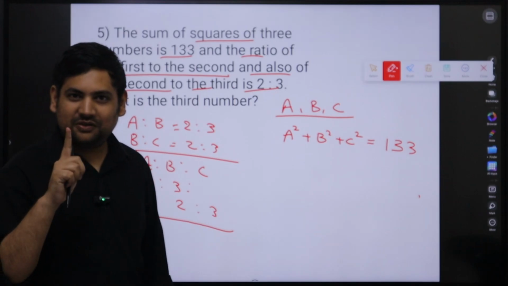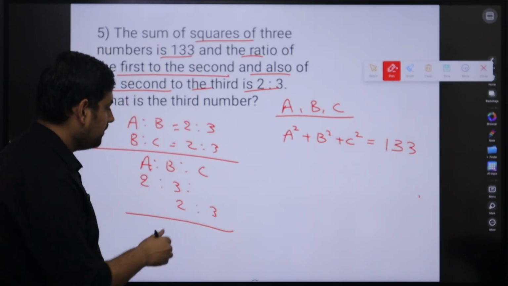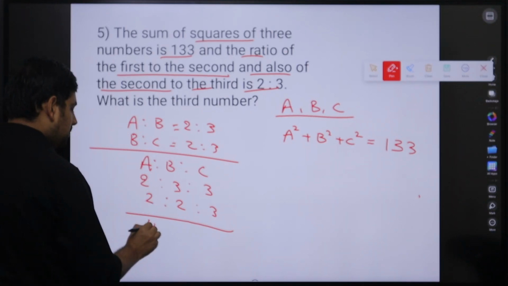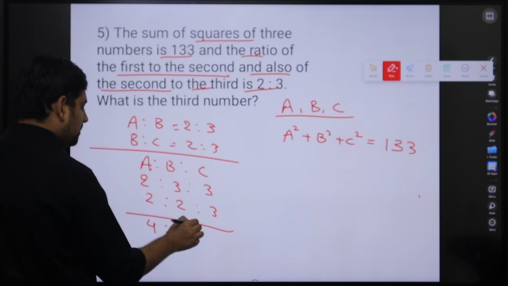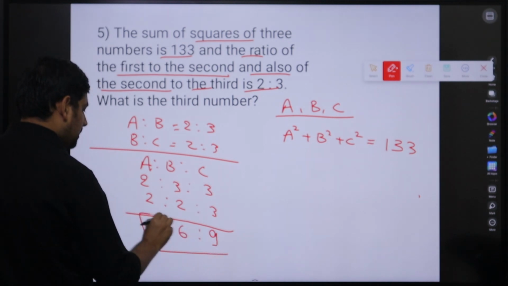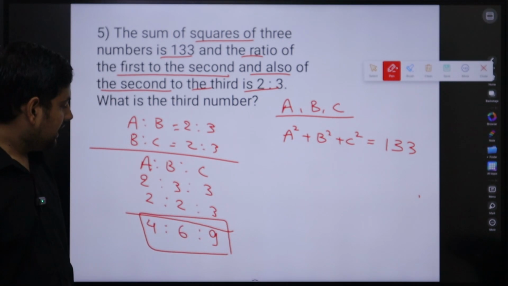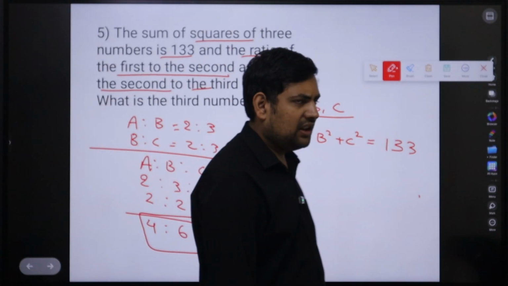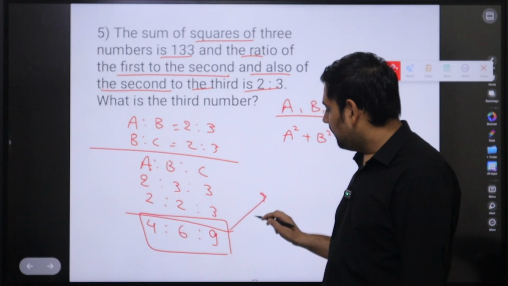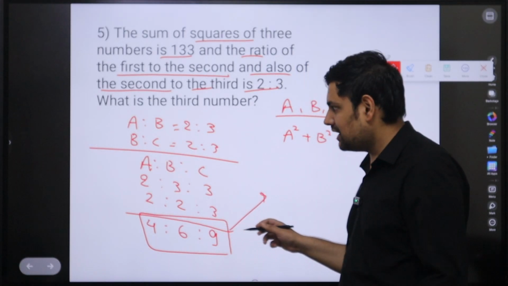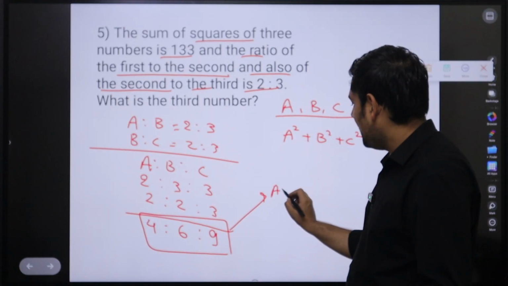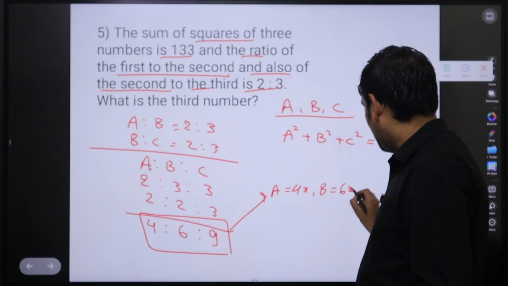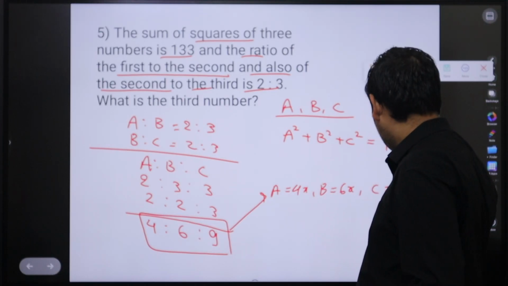You remember combined ratio, first video, correct? So if you have 3 here, you will have 3 here also. If you have 2 here, you will have 2 here also. 2 into 2 becomes 4, 3 into 2 becomes 6, 3 into 3 becomes 9. So this is 4, 6, 9. Understood? So 4, 6, 9 is the ratio of A, B and C. Now if this is their ratio, I can assume that A can be written as 4x, B can be written as 6x and C can be written as 9x.